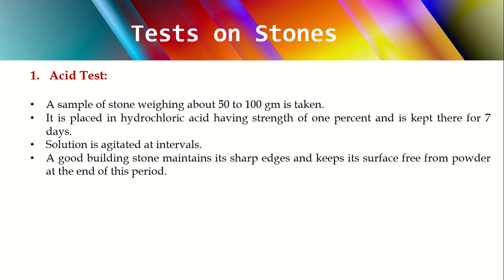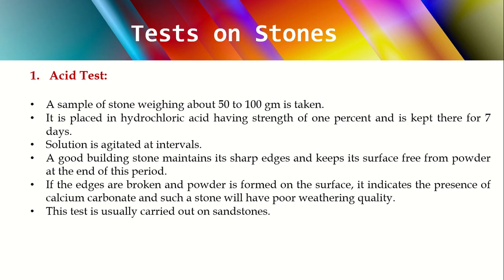After 7 days of your stone sample submerged in HCl, you take it out. If the edges of the stone are still sharp, I mean the edges are not broken down or decayed, then we can say that this stone is good in resisting acid attacks. But if the edges are broken and you see some powder formation on the surface of the stone sample, it means that there is presence of calcium carbonate, and this is one of the reasons for stone decaying.